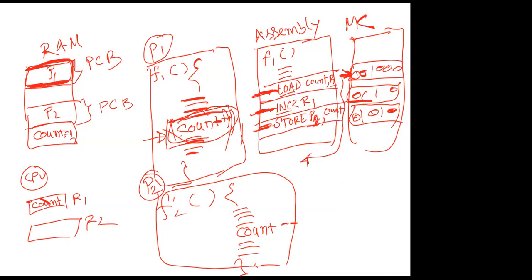Here are a total of 3 lines for the increment. If you write count plus plus, it will be turned into these 3 lines when you compile your code. This is line 1, this is line 2, this is line 3. This is called the instruction.